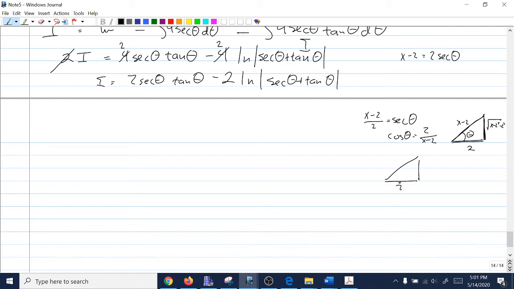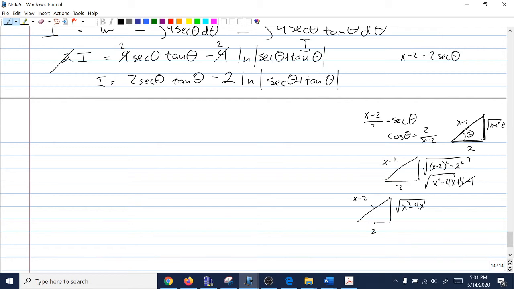I should have given myself more space. This is the square root of x minus 2 squared minus 2 squared. That's x squared minus 4x plus 4 minus 4. The triangle has 2, x minus 2, and square root of x squared minus 4x. Ugh. Okay, this is what I gotta convert.